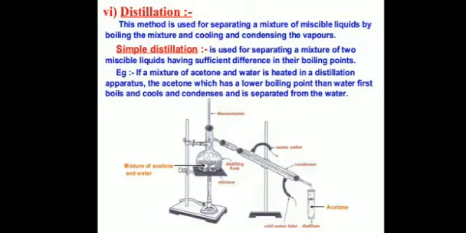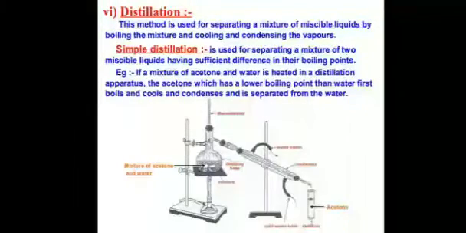So in this diagram you can see this is an iron stand, and this is the distillation flask. What is the name of this? Distillation flask. You have taken a mixture of acetone, that is nail paint remover, and water. You are heating this mixture, and when you heat it, the acetone, which is lighter in nature, comes up through the condenser tube, and this condenser condenses the vapor.